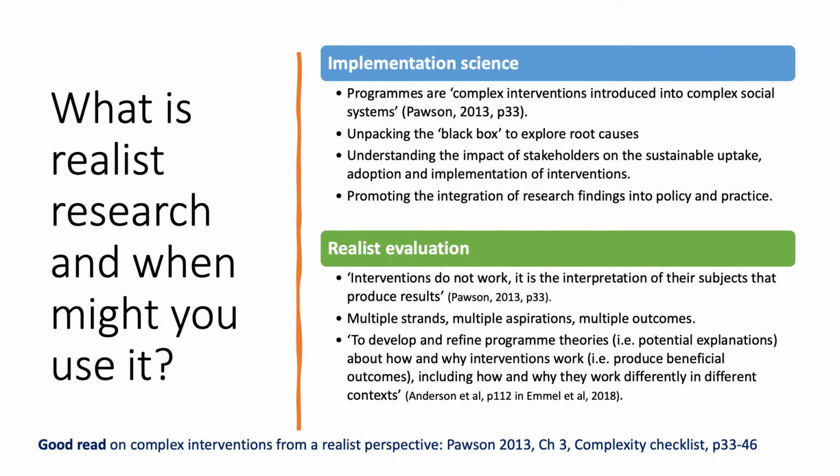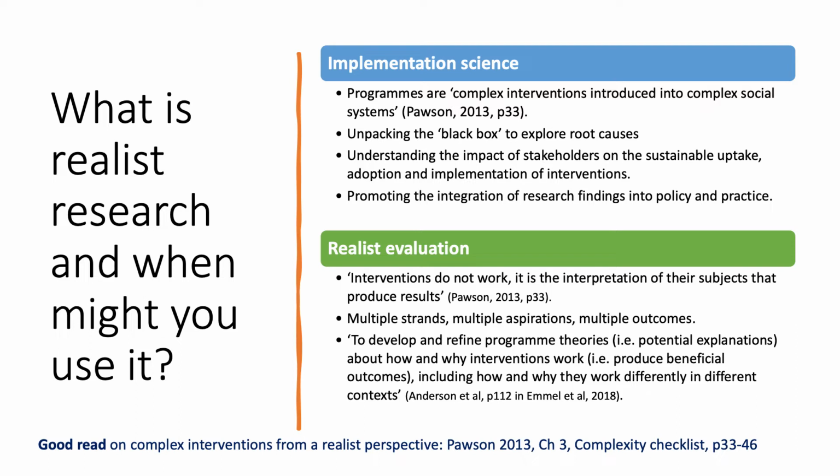Why might you use realist research? So realist research comes under the umbrella of implementation science. So we're looking at complex interventions. So for example, community-based rehab, where you have several disciplines involved, like occupational therapy and physiotherapy. You have different variables in your treatment, and you have different variables in the home that you're entering. The person might live alone, they might have good social support. There's all sorts of things that will affect how your intervention works.